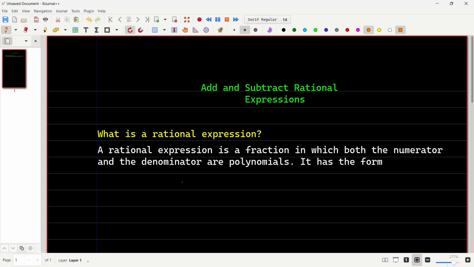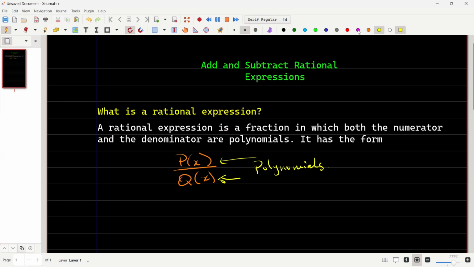It has the form, and let me just put that form that it has. So it has the form p of x divided by q of x. Now, p and q are both polynomials. So let me just put that label here. So this and this are both polynomials. All right? And there's a stipulated condition for one of the polynomials, which is this one. And that condition is that when you evaluate this polynomial at a given x value, it cannot be equal to 0. If it is equal to 0, then it's undefined, and we have a problem.